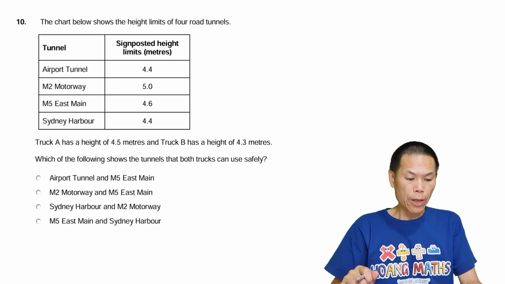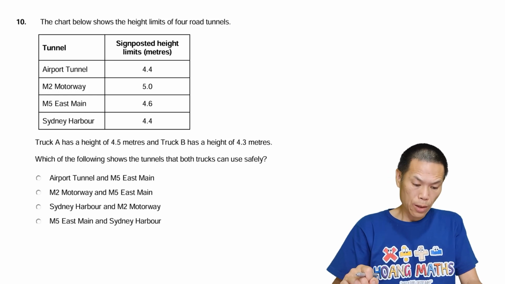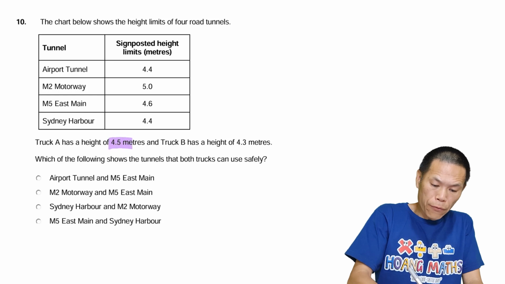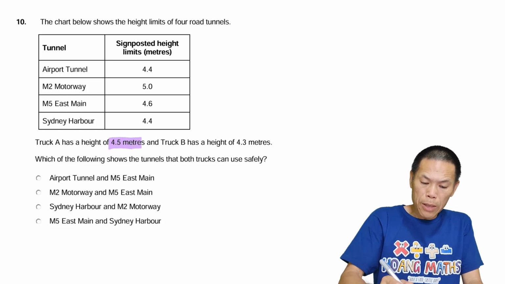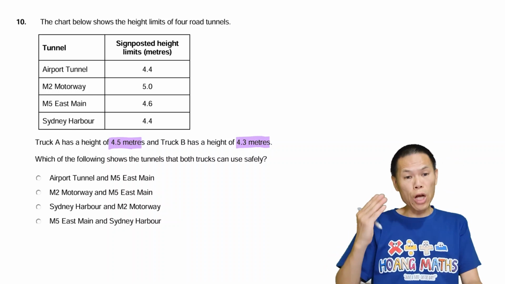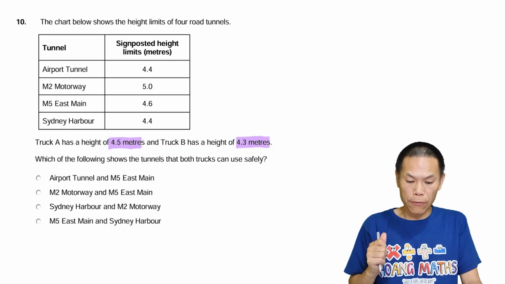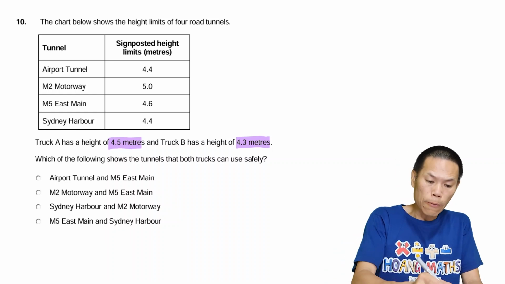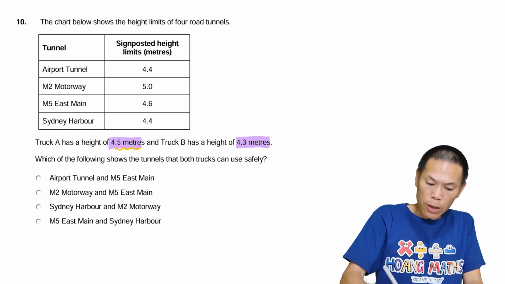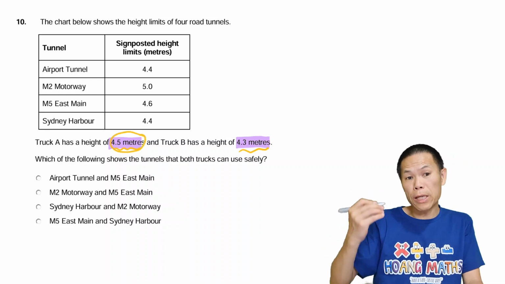Question number 10. The chart below shows the height limits of 4 road tunnels. Truck A has a height of 4.5 meters, and truck B has a height of 4.3 meters. Which of the following shows the tunnel that both trucks can be used safely? Because truck A is higher than truck B, if truck A can pass safely, that means truck B shouldn't have any problem.